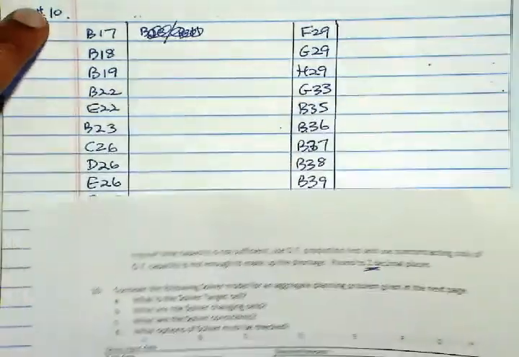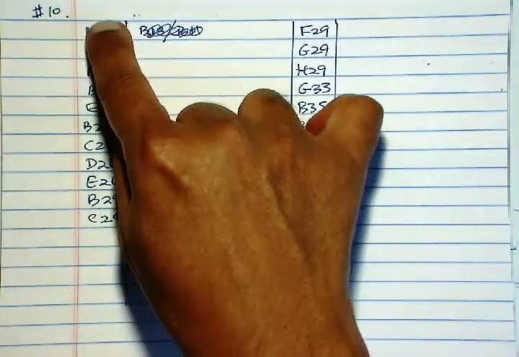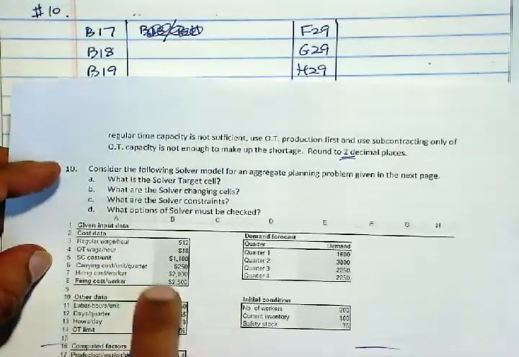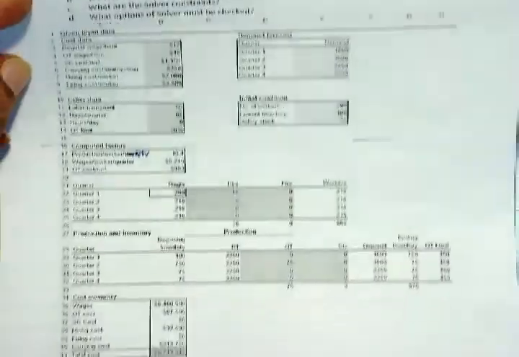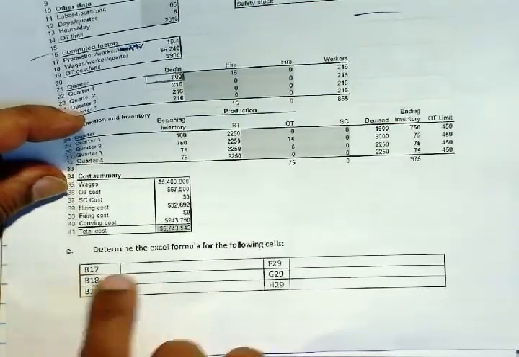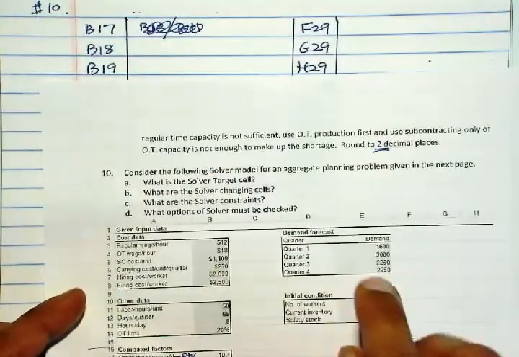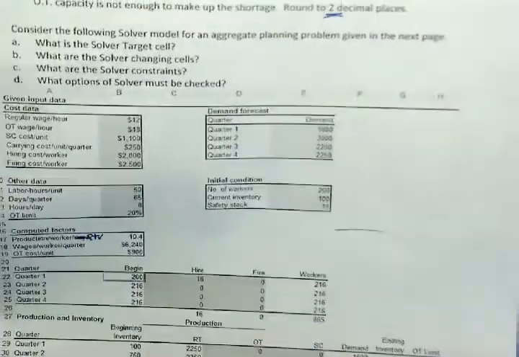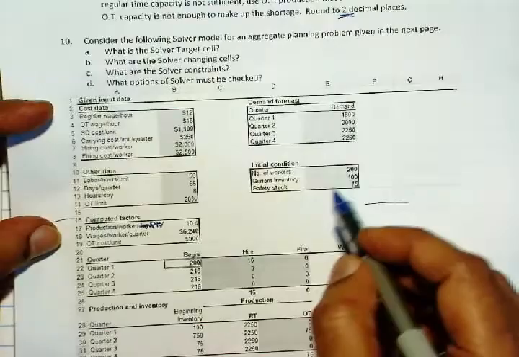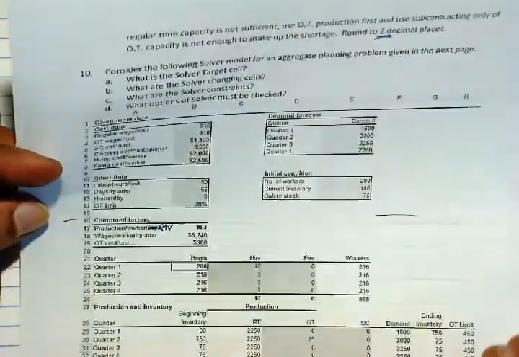Okay, next is problem number 10, where we have a solver model, and we'll do this part first, the E part, which is what formulas to use in different cells, and then we will look at the solver parameters. So here all the information is given at the top, starting from row 16 are the computations.